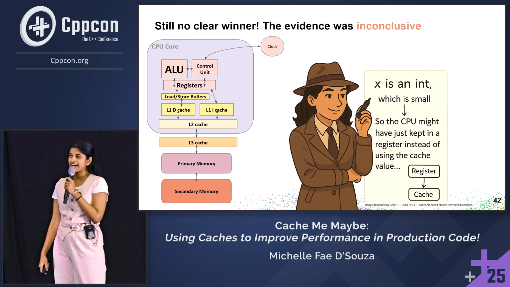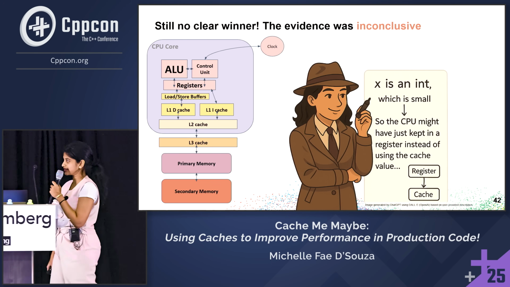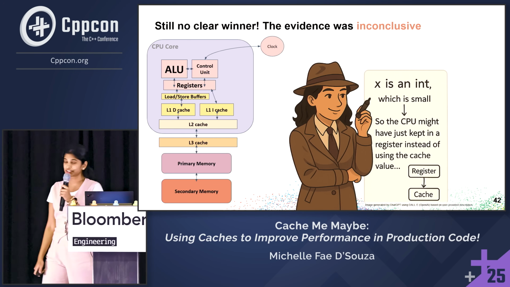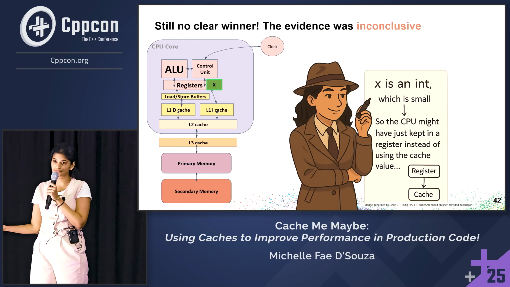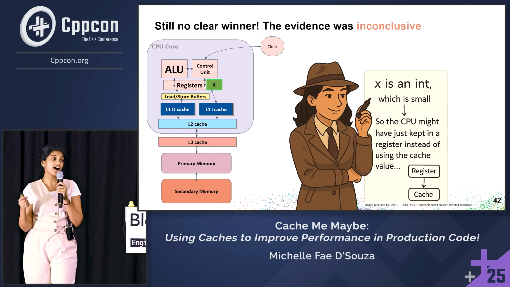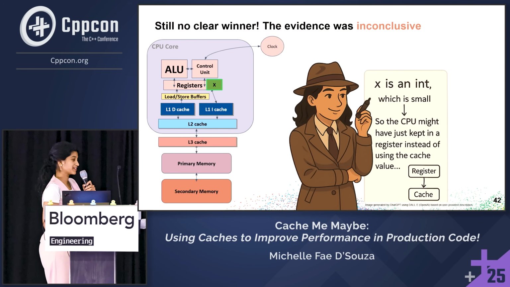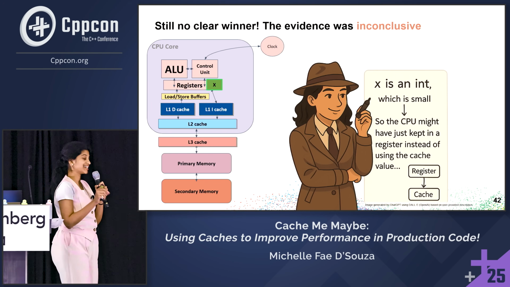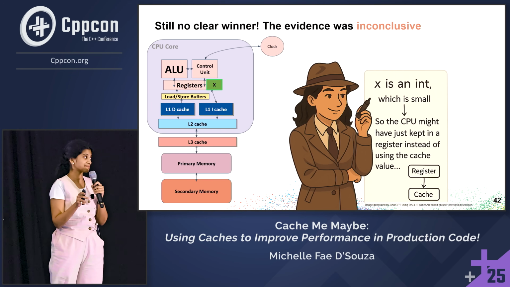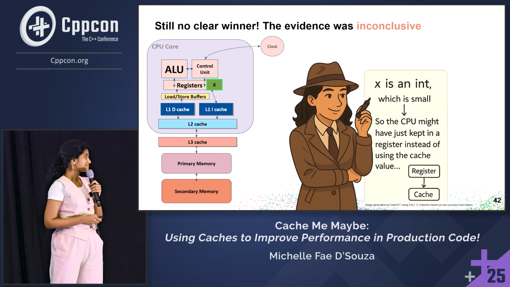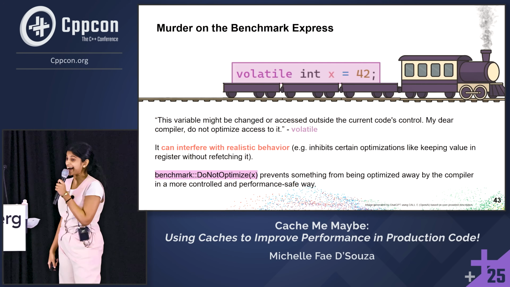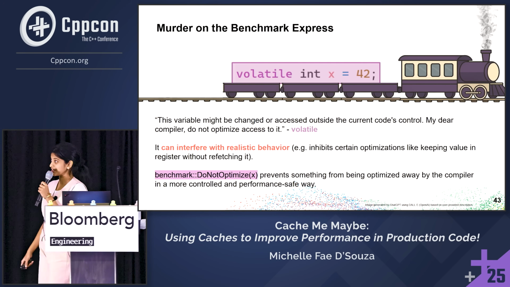I then realized X is actually very small. It's just an integer, right? So this means it can just live in my register, even after I pollute my cache. And so when I try to access it the second time, I'm not going to have a cache miss. That's not going to happen because I used volatile.